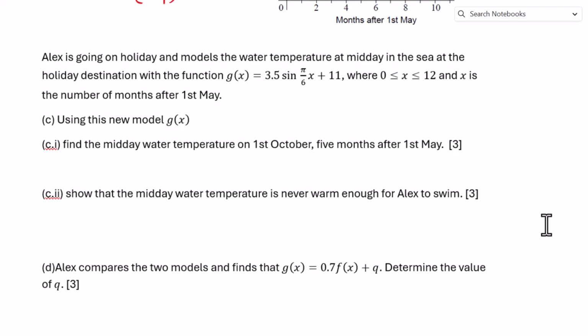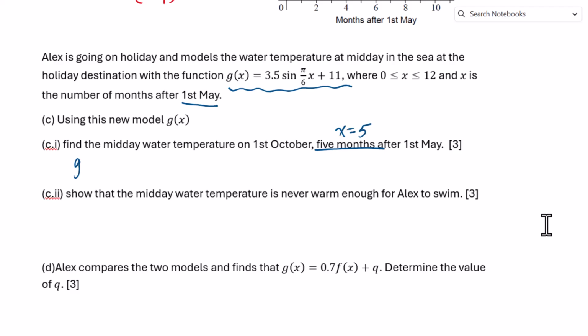Alex is going on holiday and models the water temperature at midday in the sea at the holiday destination with the function g(x), where 0 ≤ x ≤ 12 and x is the number of months after 1st May. Use this new model g(x). Find the midday water temperature on 1st October, 5 months after 1st May, which means x = 5.